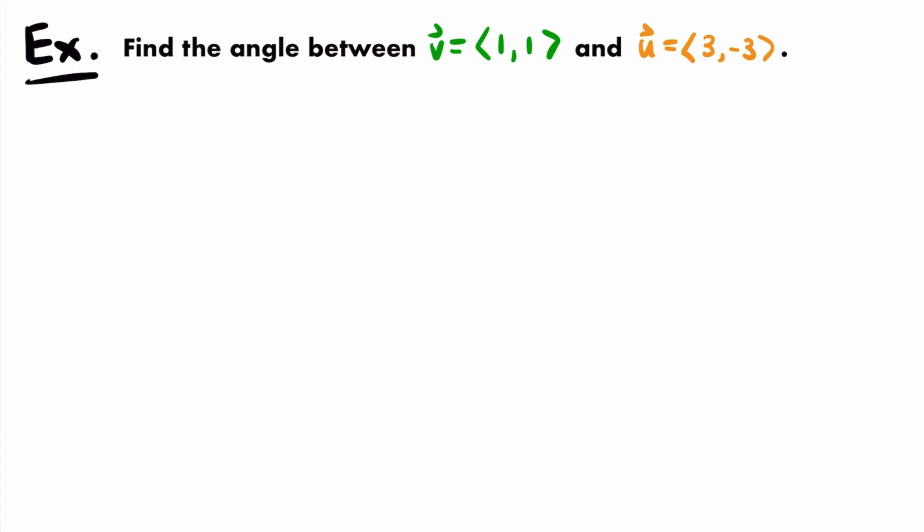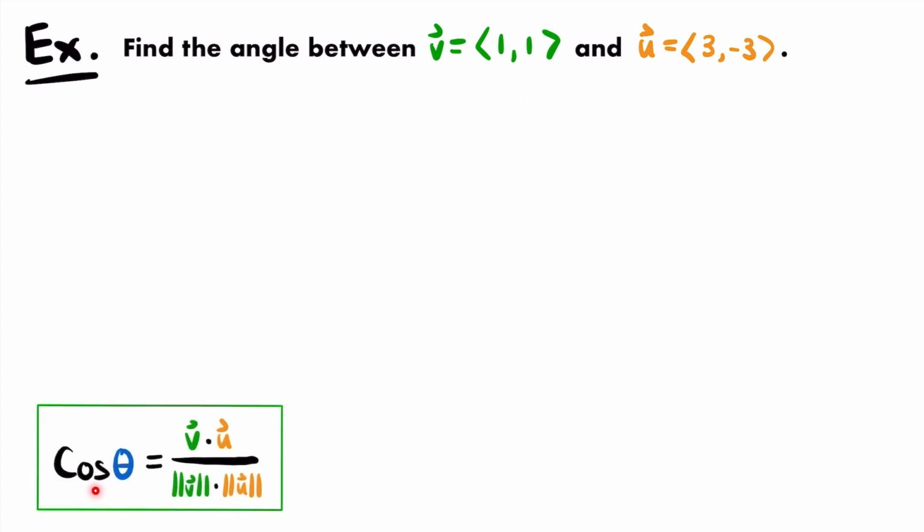And so if you want to find the angle between two vectors, you need to know the following formula. Cosine theta, where theta is the angle between vector v and vector u, is equal to the dot product of vector v and vector u divided by the magnitude of vector v times the magnitude of vector u. You can set up this formula using the dot product and their magnitudes, but then to actually solve for the angle, we will need to use the inverse cosine function on both sides of the equation.